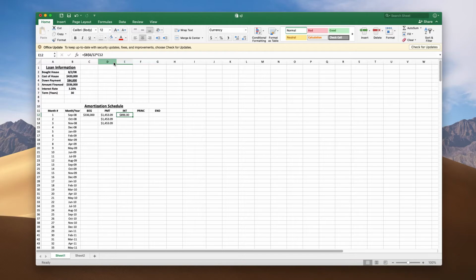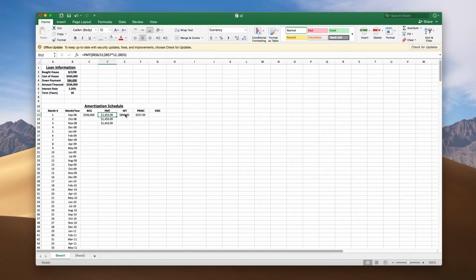So what's going on here? The family pays $1,453.09 per month, the first month it pays that amount. The interest that month, which works off the beginning amount, because I multiplied the interest rate divided by 12 times the beginning amount, is $896. The rest of that payment, where does that go? That goes to actually paying down the balance of the loan. So I'm going to take the payment minus the interest, which is the principal. So now I have the interest and principal.